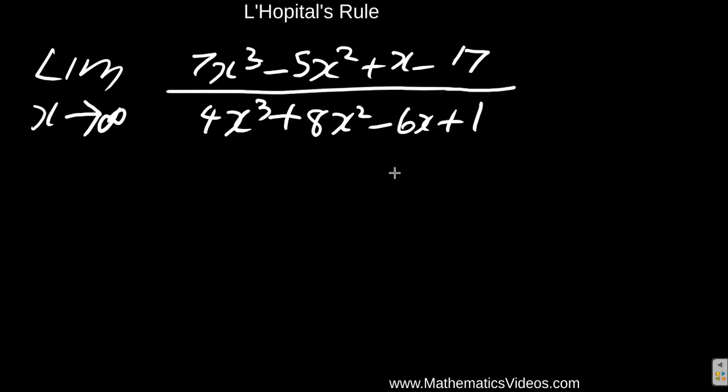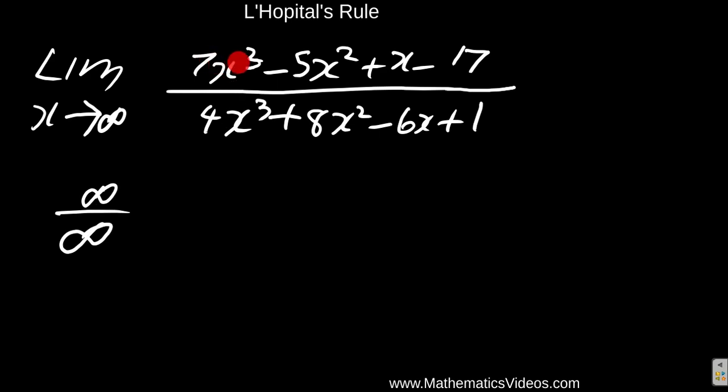Let's look at this example. We want to find the limit of this function, 7x cubed minus 5x squared plus x minus 17, divided by 4x cubed plus 8x squared minus 6x plus 1, as x tends to infinity. Now, if you substitute directly, direct substitution would give you infinity divided by infinity.